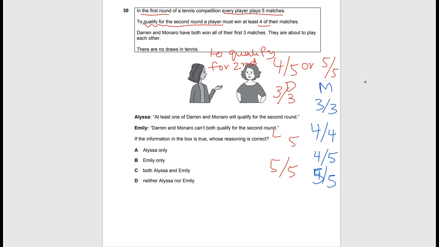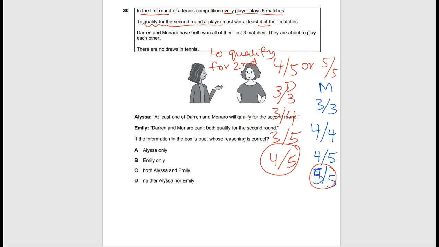he is currently at 3 out of 3. And if he loses the next game with Monaro, he will be at 3 out of 4. But he might lose his next game after that and be 3 out of 5. Or he might win his next game, but there's always going to be one person who does not get 5 out of 5.